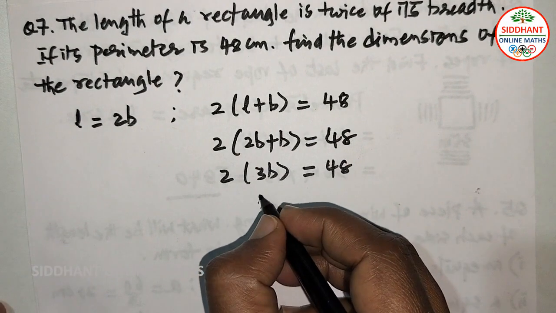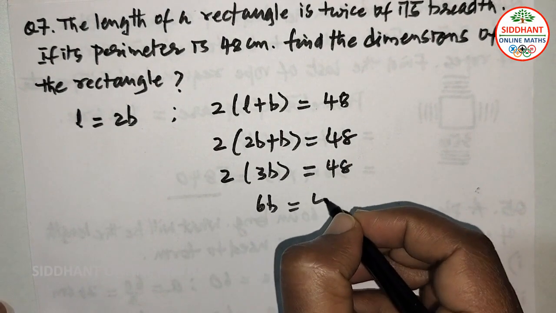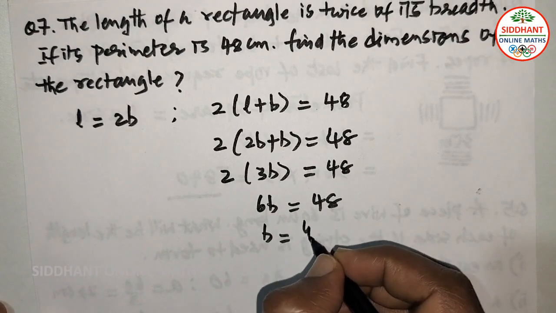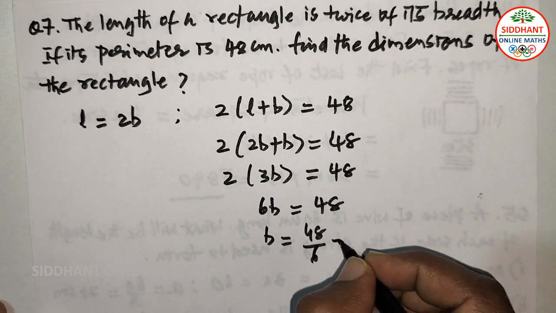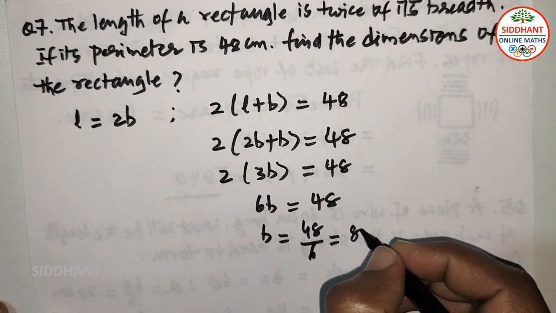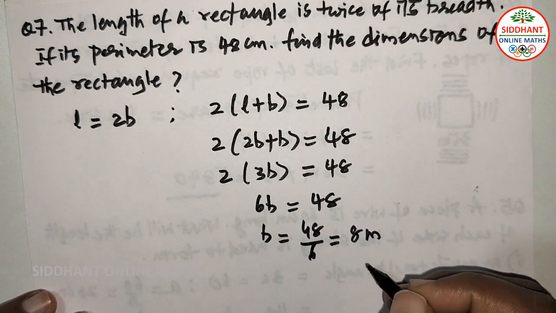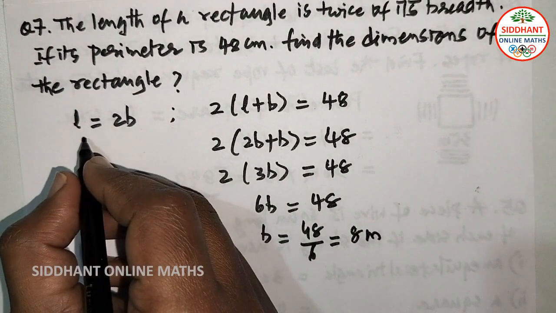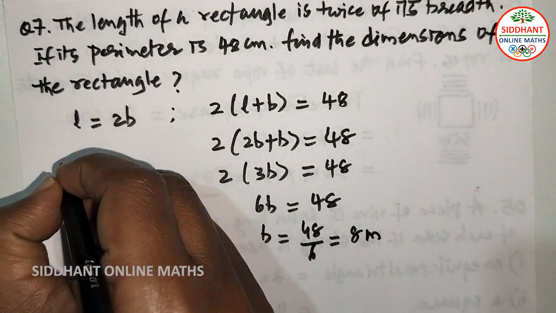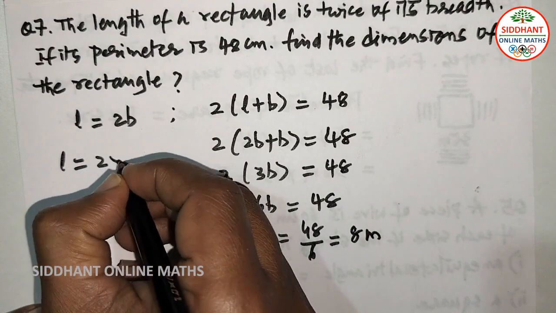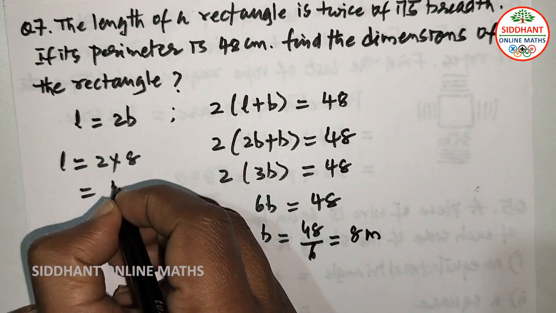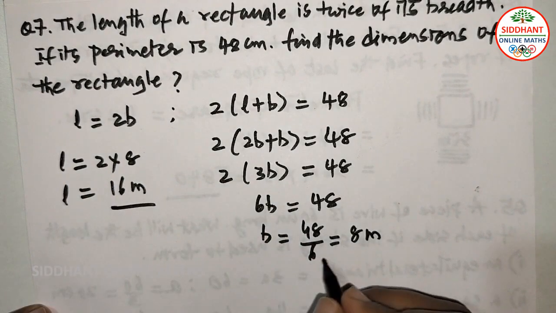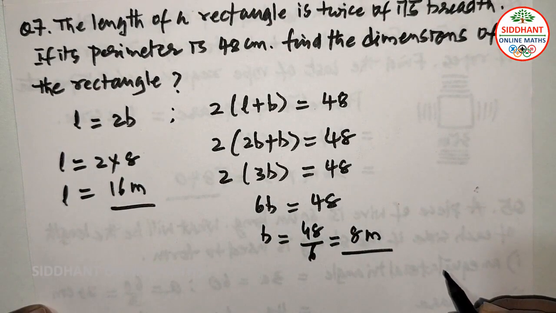Then 2 into 3b, that is 6b, is equal to 48. B is equal to 48 by 6, that is equal to 8. So B is 8, then we are going to find L. We know that L is equal to 2B, that means 2 into 8, so that will be 16. So L will be 16 and B is 8.